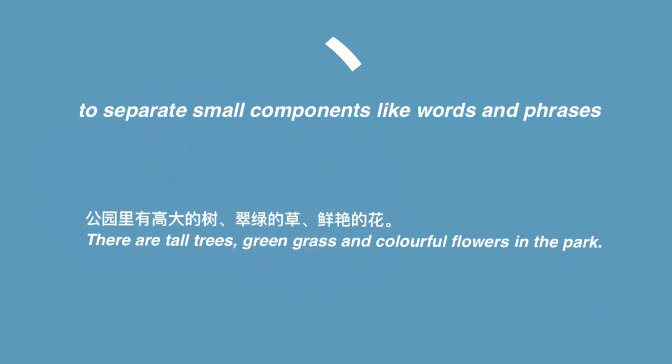Let's see an example. 公园里有高大的树，翠绿的草，鲜艳的花。In the park, there are tall trees, green grass, and colorful flowers. So we use this punctuation mark to separate these small chunks that have the same structure. So whenever you see this punctuation mark, you'll know it is most likely that whatever they're separating, they have the same structure, they're parallel with each other, and that can really help you to start to understand the sentence.